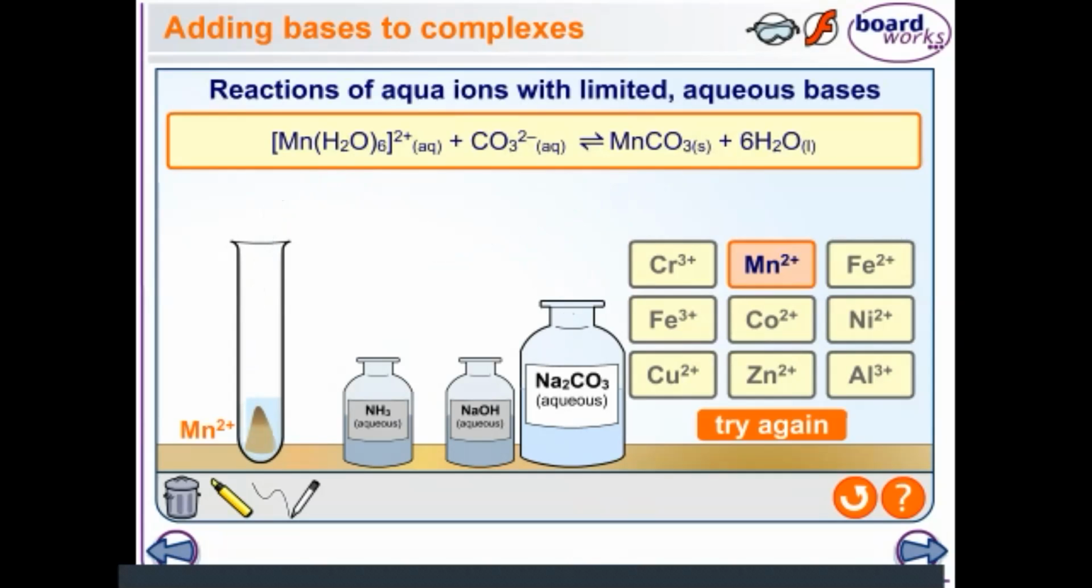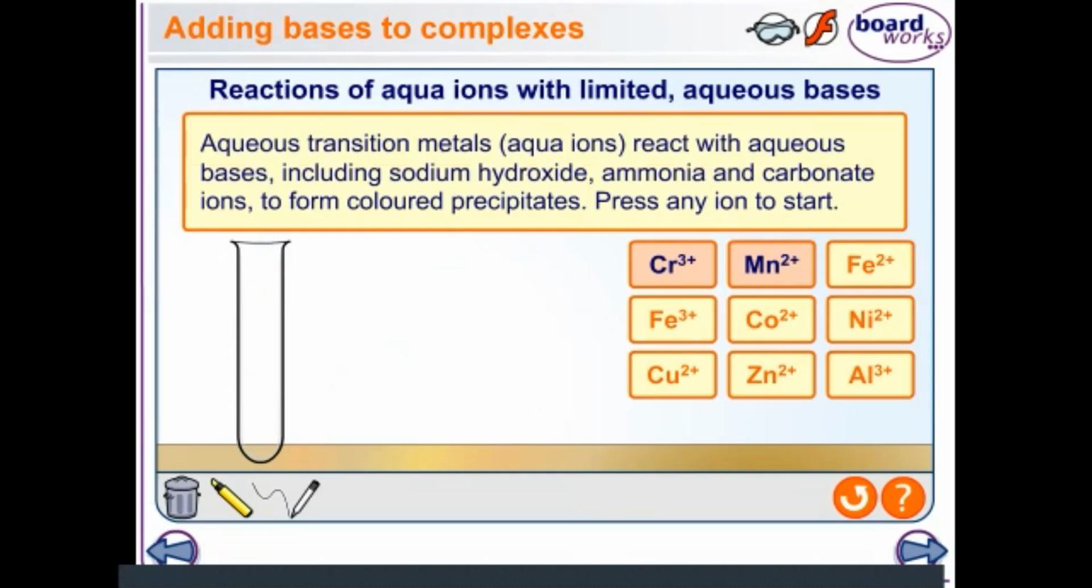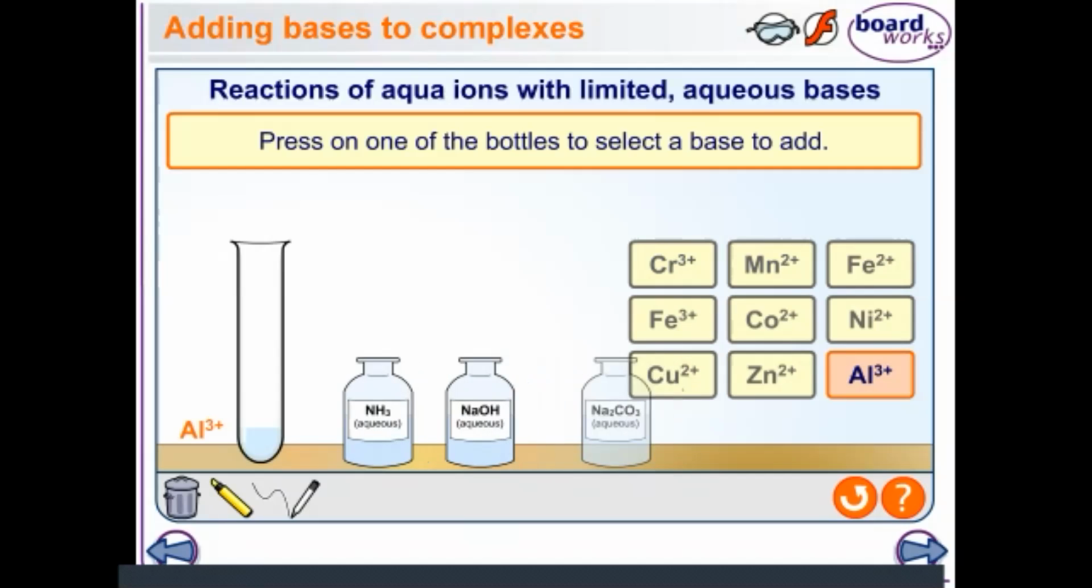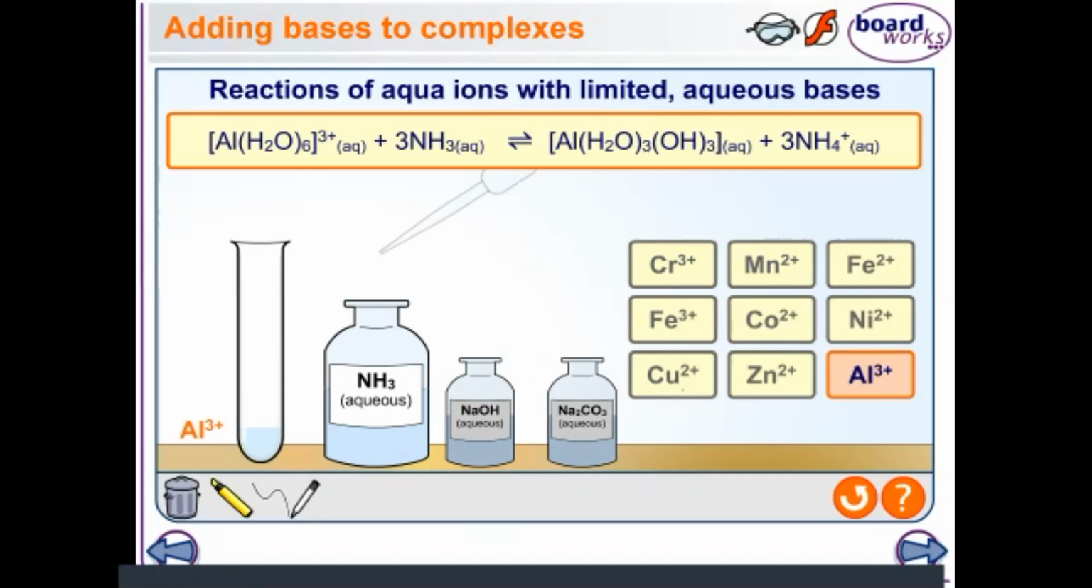Let's try the aluminum aqua complex. So it's this color for aluminum. If we add sodium hydroxide, ammonia rather, it will form a white precipitate, which is aluminum hydroxide. White precipitate of aluminum hydroxide.